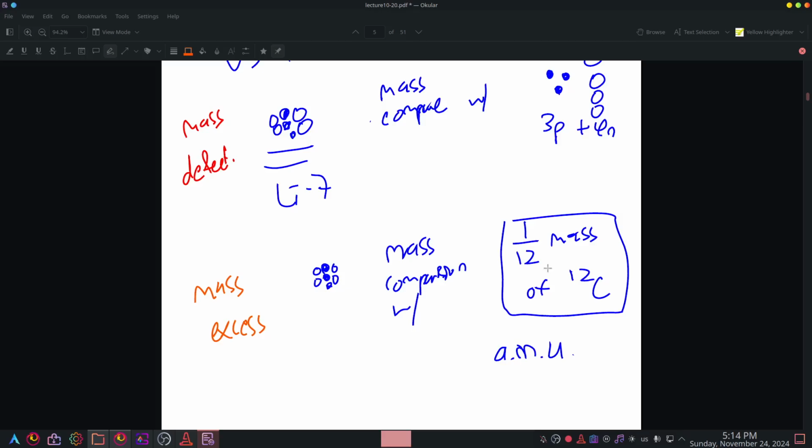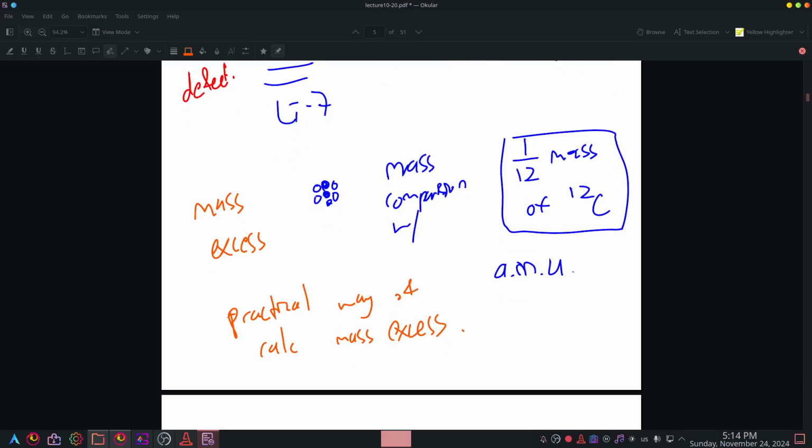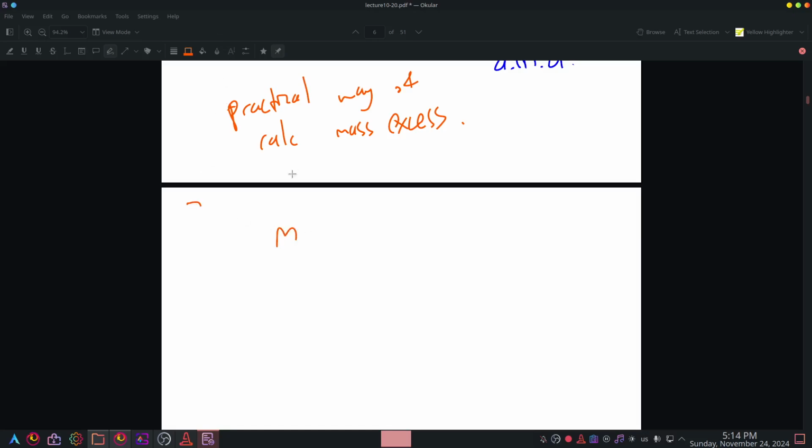Most of the time, if you want to calculate mass excess, you will just take the practical way, and you'll still be correct. It is to take the mass of lithium-7 and then subtract 7.0. Or you find the difference between the numbers. Whether it's plus or minus, I have to go and check because I didn't have my notes prepared. But you just take the difference between these two, and you will have your mass excess.